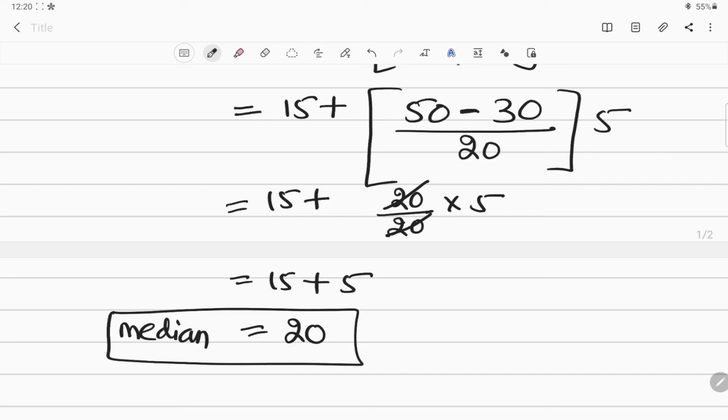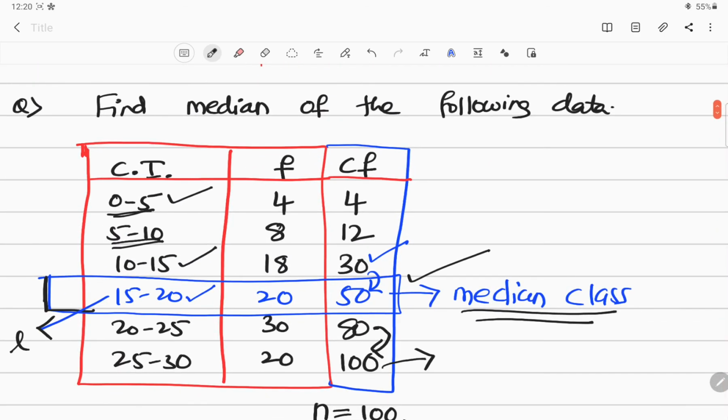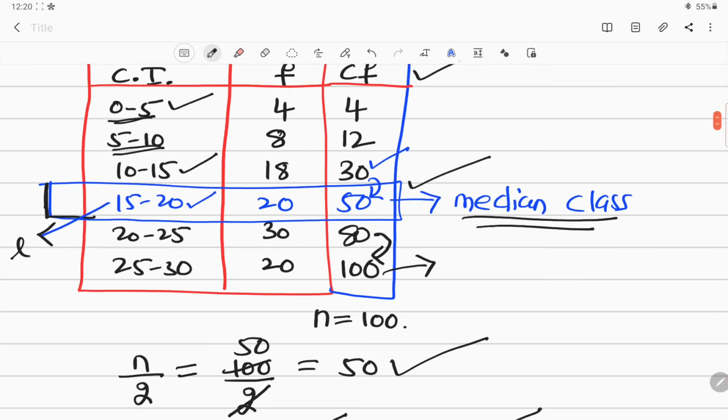I hope everybody must have got to know this. What is the procedure? Let us sum it up. First of all, you have to find the cumulative frequency. Then whatever final answer comes, you have to call it n. Then you find n by 2 and get some answer. Now you have to find that entry in the cumulative frequency. Now that 50 is there, so that means this is the median class.